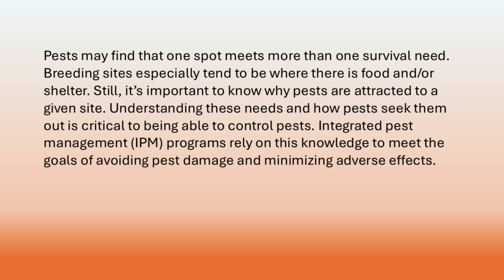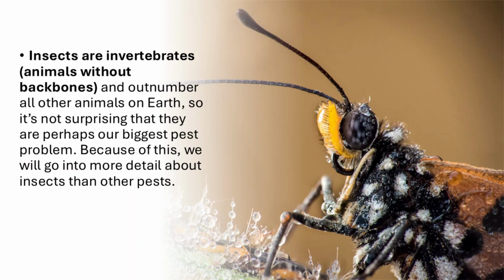Understanding these needs and how pests seek them out is critical to being able to control pests. Integrated pest management, also known as IPM, programs rely on this knowledge to meet the goals of avoiding pest damage and minimizing adverse effects. Insects are invertebrates, animals without backbones, and outnumber all other animals on Earth. So it's not surprising that they are perhaps our biggest pest problem. Because of this, we will go into more detail about insects than other pests.